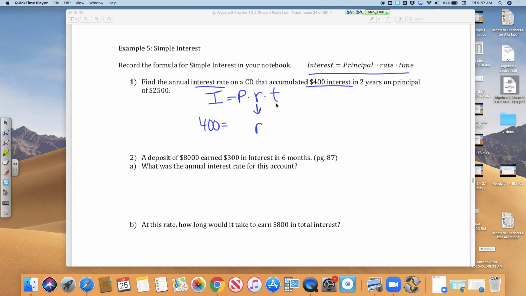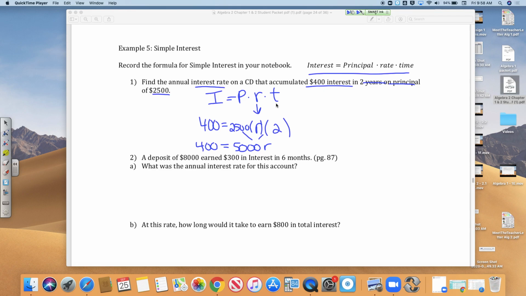It says in 2 years, okay? So that means that T is going to be 2. And it tells us the principal of $2,500. So the equation I have to solve is 400 equals 2,500 times R times 2. Let me simplify this. 2,500 times 2 is 5,000. So the right-hand side should be 5,000 R. The left-hand side is 400.